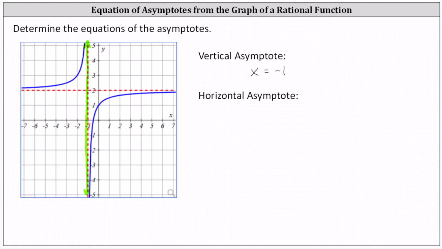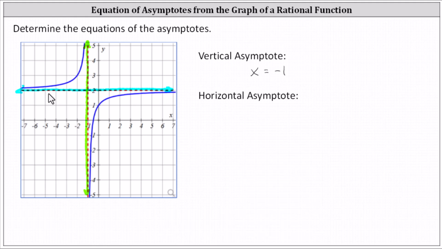A horizontal asymptote is a horizontal line a graph approaches. It is possible for a function to cross a horizontal asymptote. In our case, notice both pieces of the graph approach this red horizontal line. This is the horizontal asymptote.